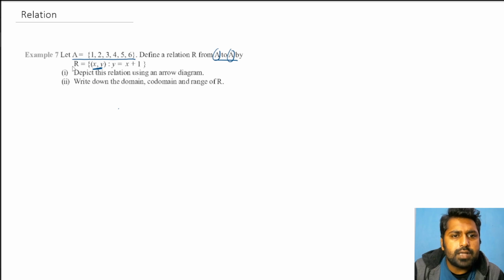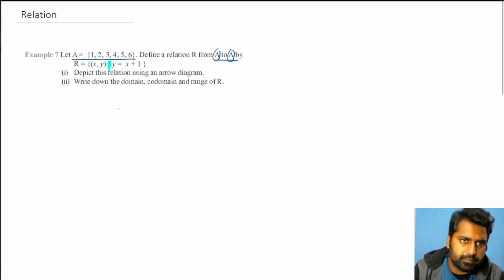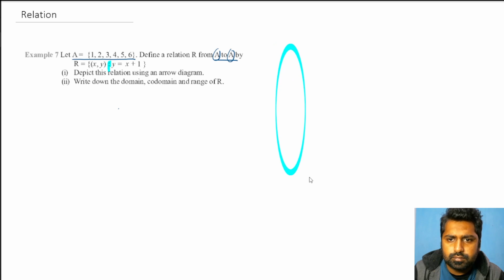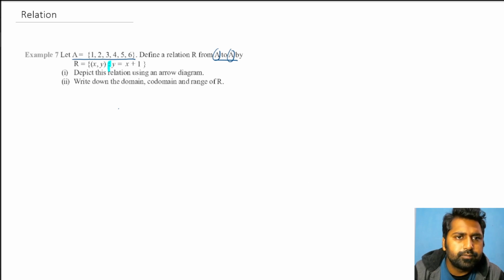Now how do we read this? R is a relation that is defined by X comma Y. So we have to write our answer or our relation in terms of an ordered pair. And the double dot means such that, this we have already discussed, such that Y is equal to X plus 1. So what I'll do is I'll show you first of all with the help of an arrow diagram. 1 second. Arrow diagram.